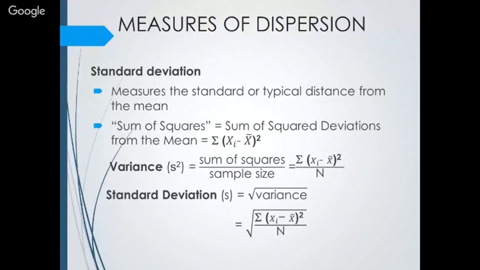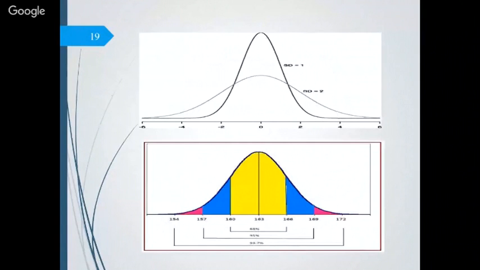Take the square root of the variance, and that will give the standard deviation. That is, the square root of sigma (xi minus x bar) the whole square divided by n gives the standard deviation. Standard deviation is the typical distance from the mean. It says how dispersed the data is.